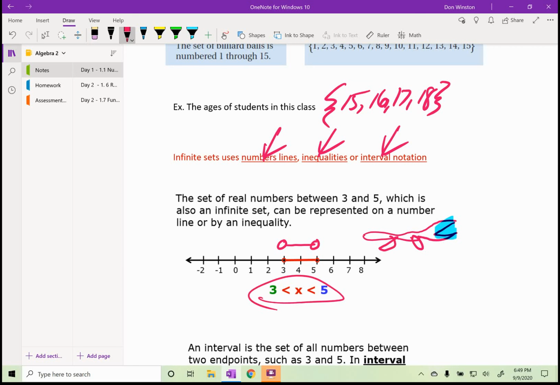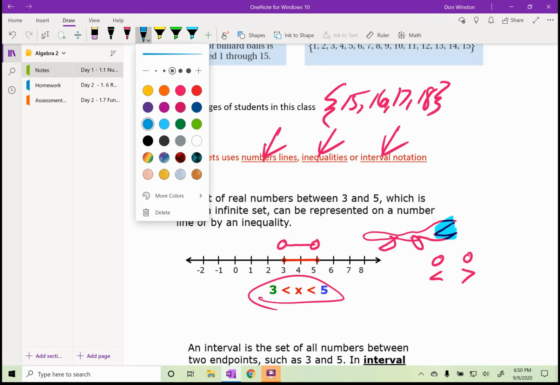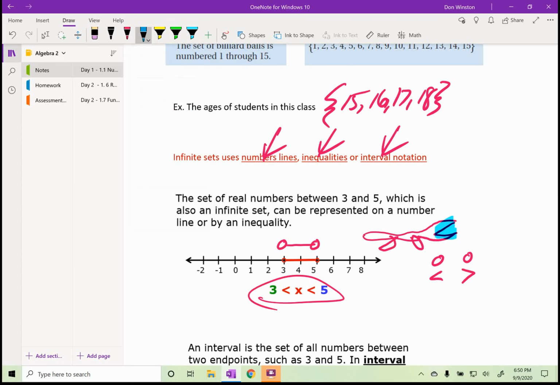Now we weren't including 3 and 5. So when we don't include the numbers, we use open circles, and for inequalities, we use that. But what if we were including the numbers 3 and 5? Well, that would be a little different. There we would have the closed circles.